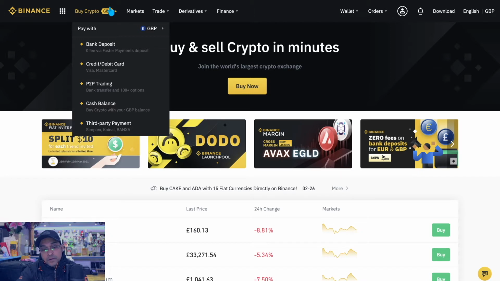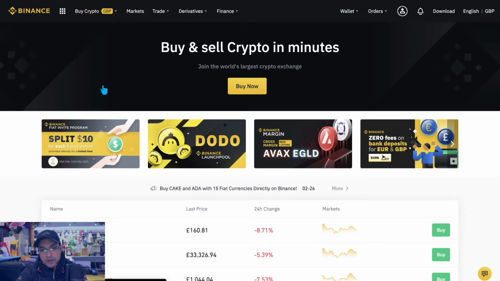So on the website, we've got, obviously self-explanatory, buy with bank deposit or credit debit card. If you've already put money in through your bank deposit, then you can use your cash balance that you've got there. Or say, for example, if you have sold some cryptocurrency that you bought with a credit or debit card, it would normally go to your cash balance, and you can actually use that to buy crypto again. Third party, I would avoid that. Don't worry too much about it. It doesn't really apply to us people in GBP. There are some countries that have to use third party, unfortunately.